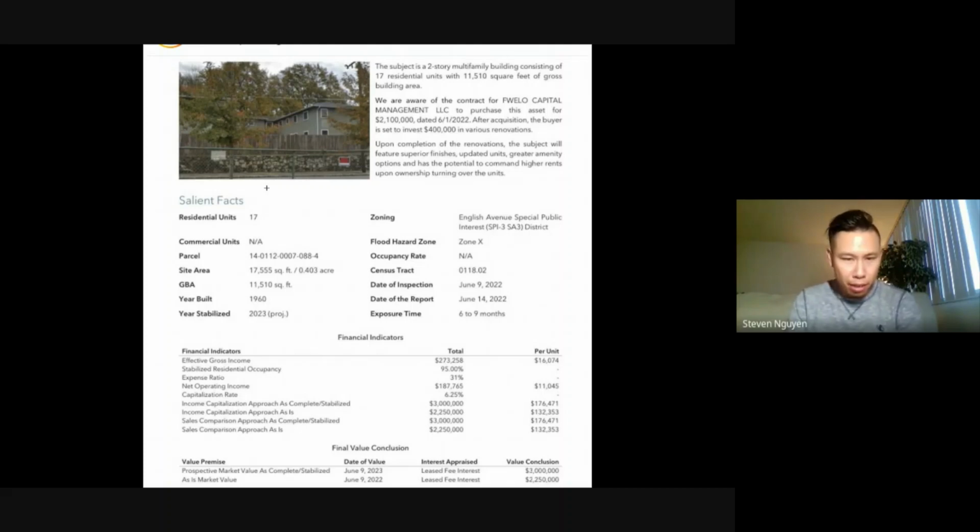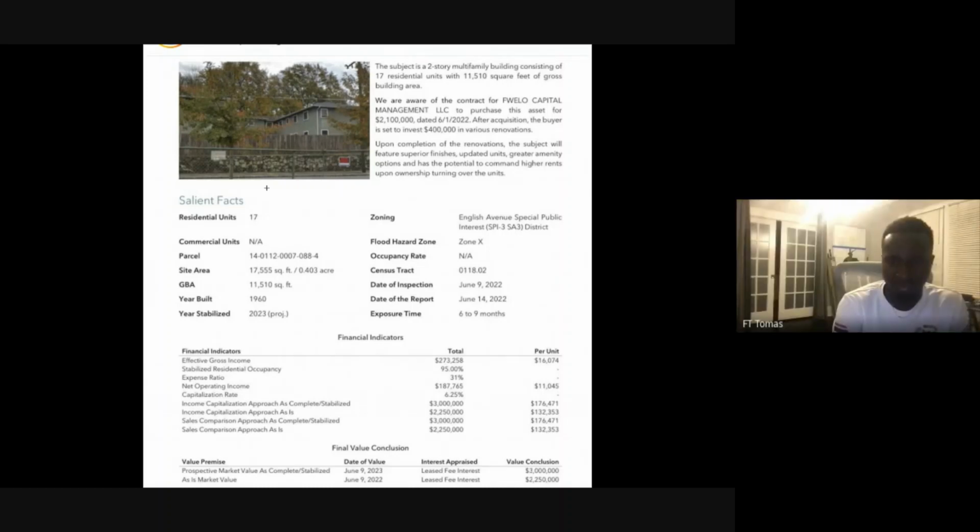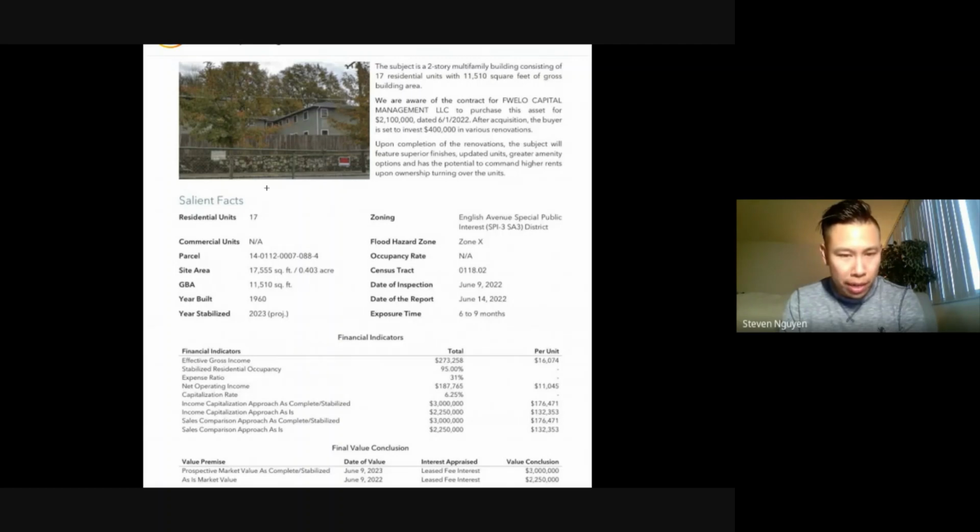And then let's see here. Usually you'll give the financials honestly to appraisal, but they look like they lied a little bit. Right out the gate, basically it's 270K. Expense ratio is 31%. No way. No way is it 31% out the gate. So they're trying to justify a higher value. And they say it's 95% occupied, stabilized.